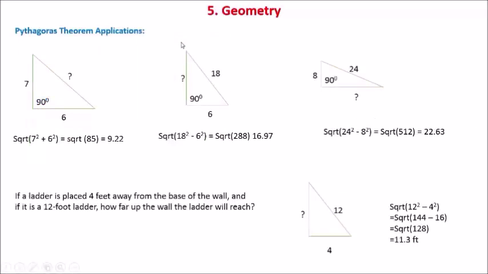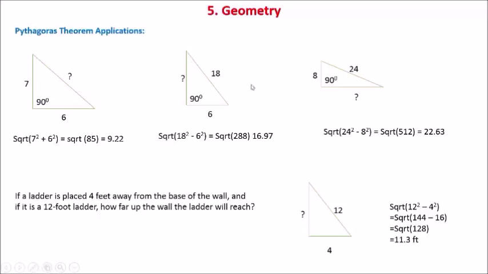Okay, so now let's do some Pythagoras theorem applications. Let's say I've got a right triangle and this leg is 6, this leg is 7. I want to find the hypotenuse. So all you have to do is do 7 squared plus 6 squared and then take the square root, and that's 9.22. So that is the length of the hypotenuse, okay?